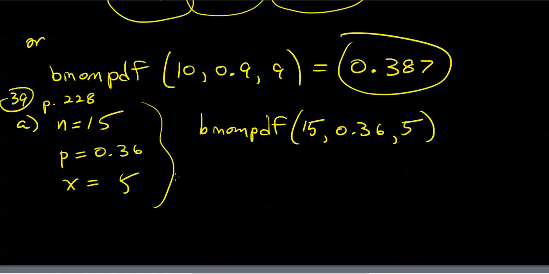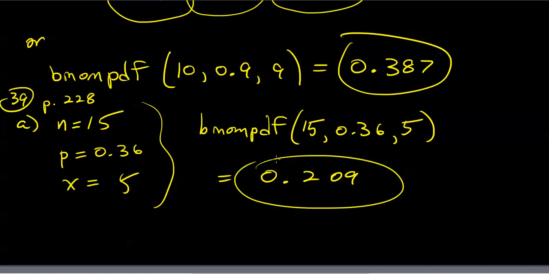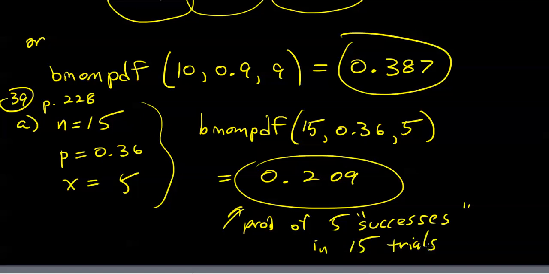Alright, if I punch that out, I get 0.209. This is the probability of 5 successes in 15 trials in this particular problem. Let me write that down. Probability of 5 successes, where a success means staying on your first full-time job less than 1 year, in 15 trials. Okay? That's number 39, part A.